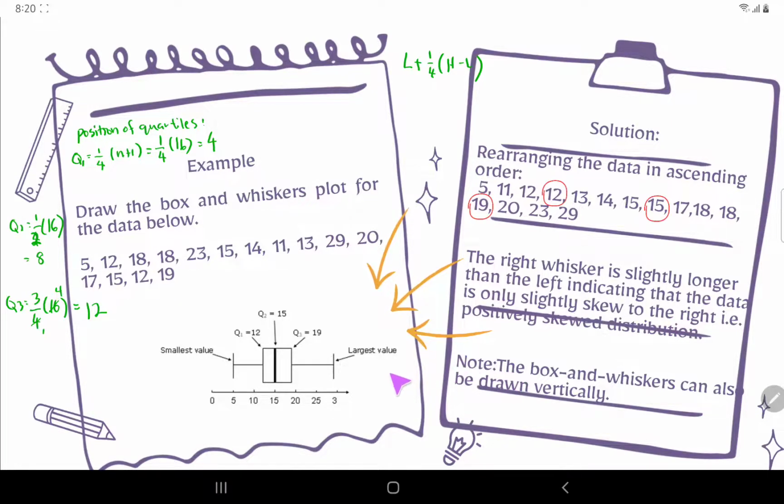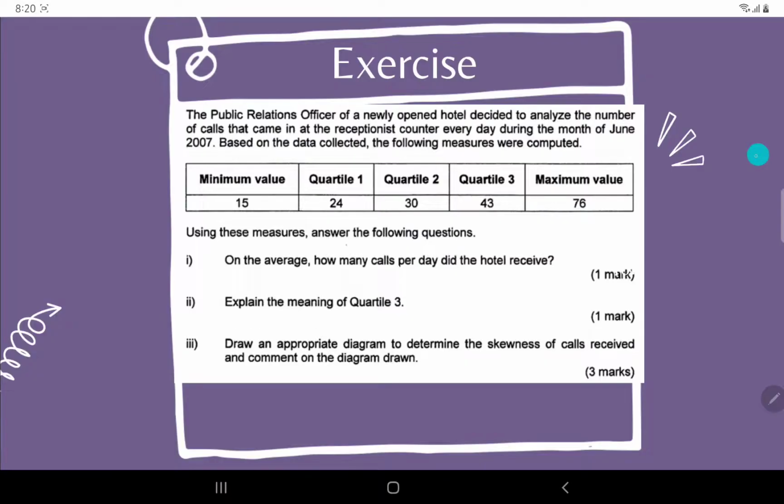Note that the box and whisker plot can also be drawn vertically. Kita boleh lukis vertical juga macam ni. Ni box dia, ni dia punya whisker, largest value, smallest value. Boleh lukis vertical juga. So you need to do this exercise. Kita dah ada minimum value, Q1, Q2, Q3, maximum value. So, tak perlu cari lagi lah, dia dah bagi. So using this measure, answer the following question.